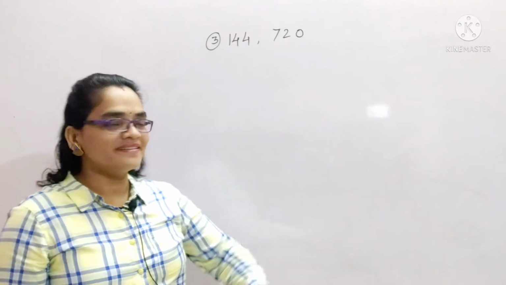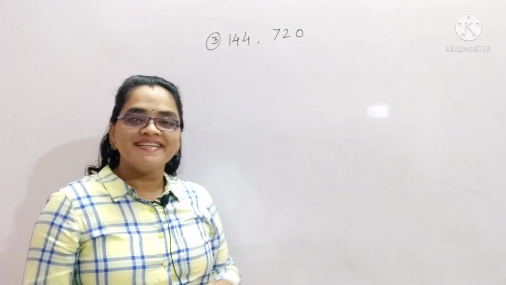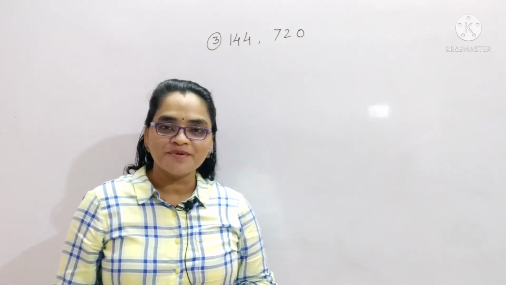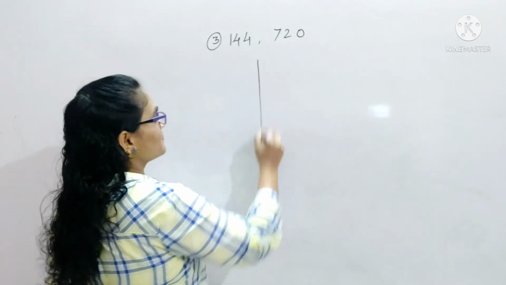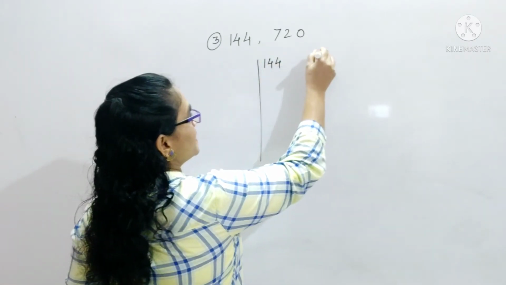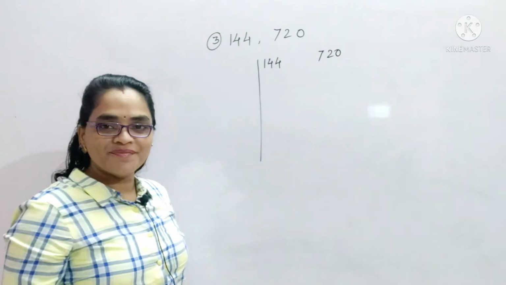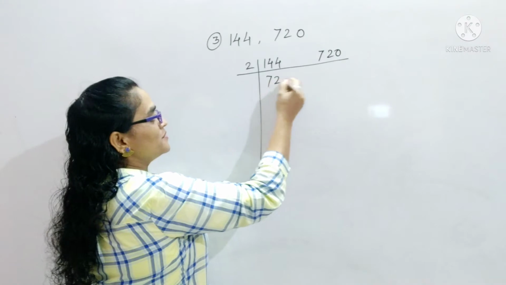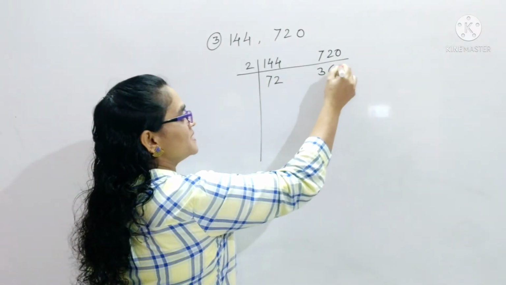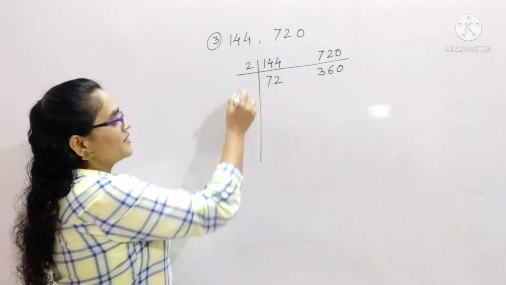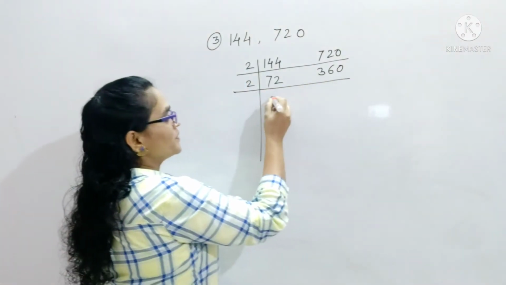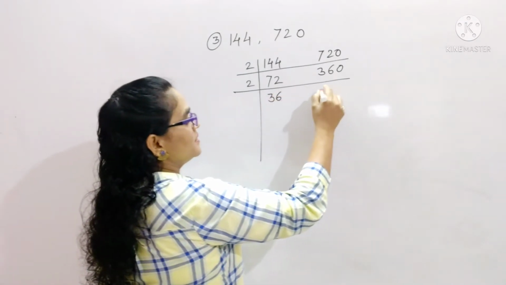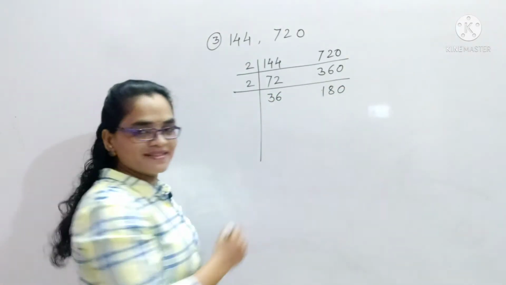What is the third example? Third example is 144 and 720. Only two numbers are here. Then also we have to follow the same process. Write down numbers 144 and 720. Start from, yes obviously, from 2. 2 7s are 14, 2 2s are 4, 2 3s are 6, 1 remain, 2 6s are 12 and 0. Again these numbers are divisible by 2. 2 3s are 6, 1 remain, 2 6s are 12, 2 1s are 2, 2 8s are 16.